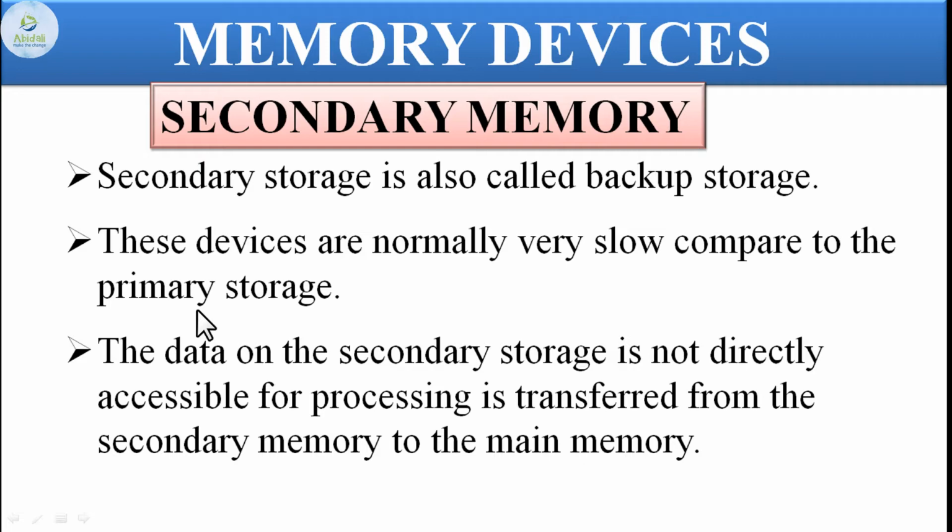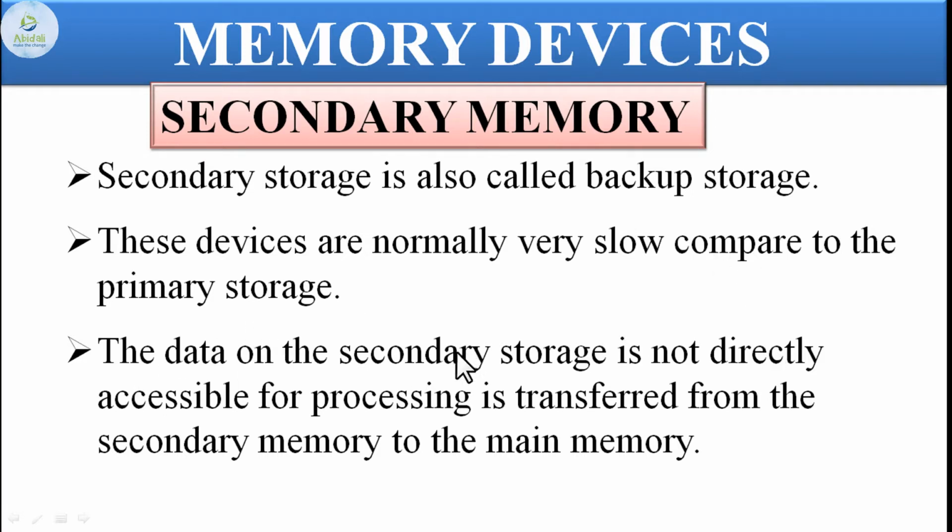The time that is required to access the information or a file from one place and bring that file to the computer memory, that is for the processing CPU. That time is more in the secondary storage devices. Whereas in the primary storage devices, the amount of time consumed in getting the information to the CPU is less. So these devices are very slow compared to the primary storage.